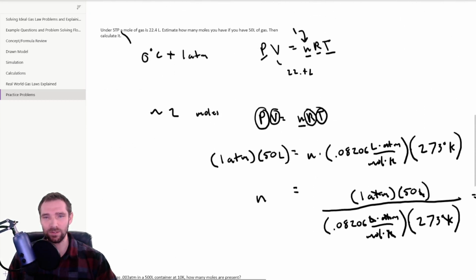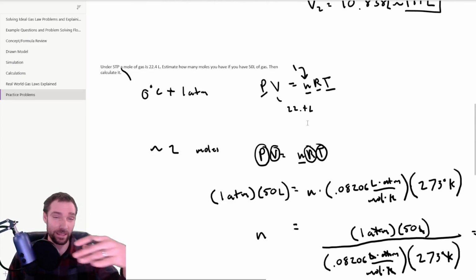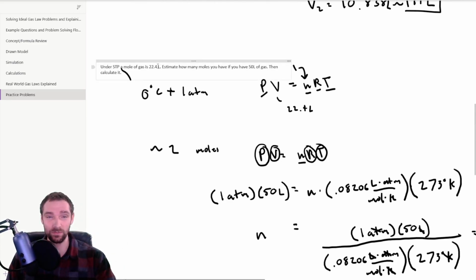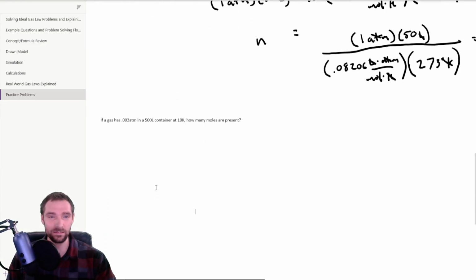I would encourage you also to just go through that with STP just to prove that 22.4 liters is equal to 1 mole, just to double check that skill that you're familiar with. So let's say you have a different problem. You've got your atmospheres, volume, temperature, and now we want to know the moles here, okay?